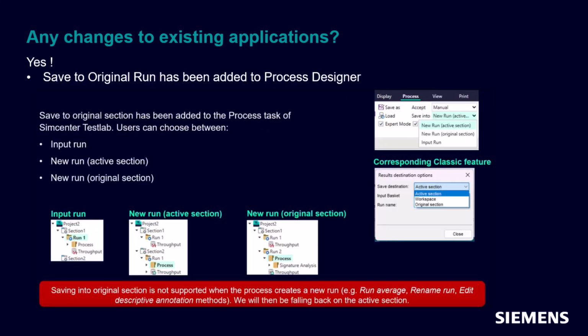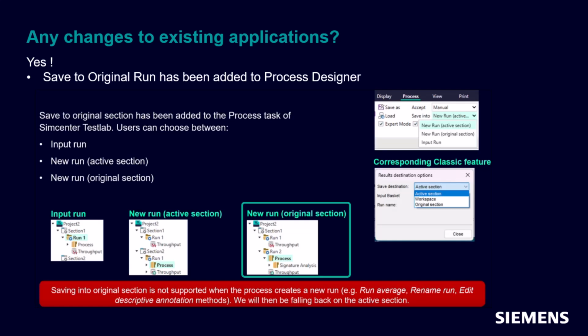Any other changes? Yes, we've added save to original run, which I know a lot of customers have been asking for. So now in Process Designer, I can tell it to save the runs to a new run, to an input run, or to a new run in the original section. There I can go back to the original section, which we couldn't do before.